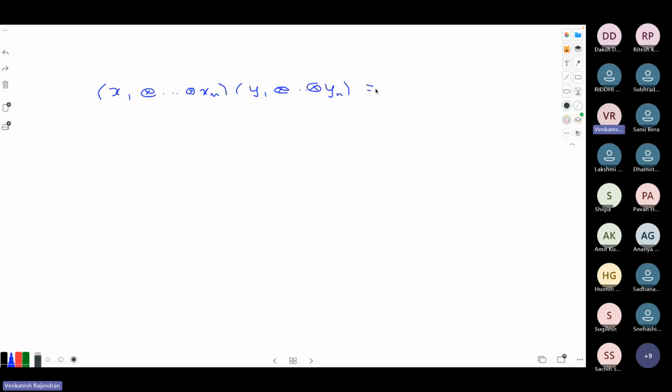The product between these two is defined to be just writing them in one line. This is called juxtaposition. So you write x1 tensor, etc., xm tensor, y1 tensor, etc., tensor yn. This defines a multiplication on this linear space T(V). That makes T(V) an associative algebra, which is called the tensor algebra of V.